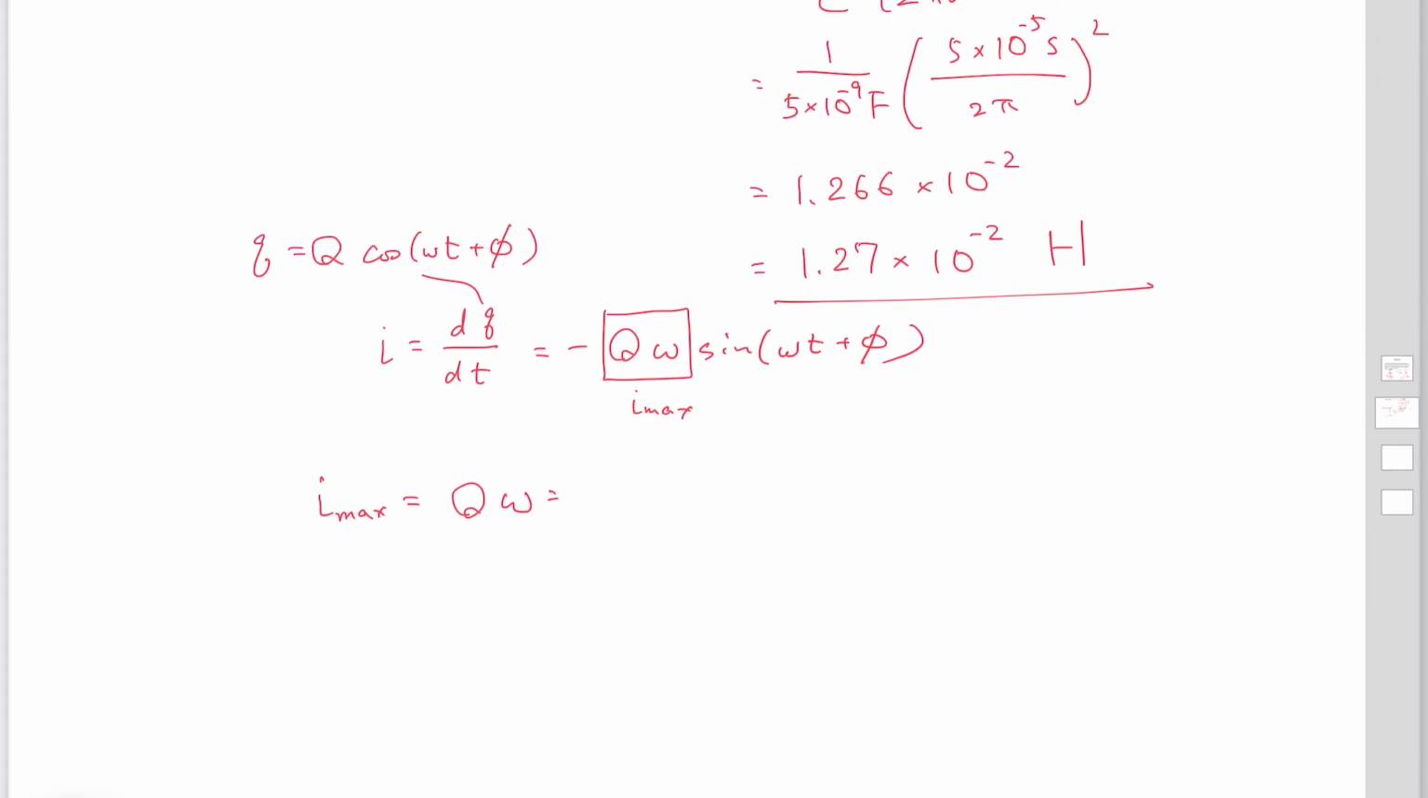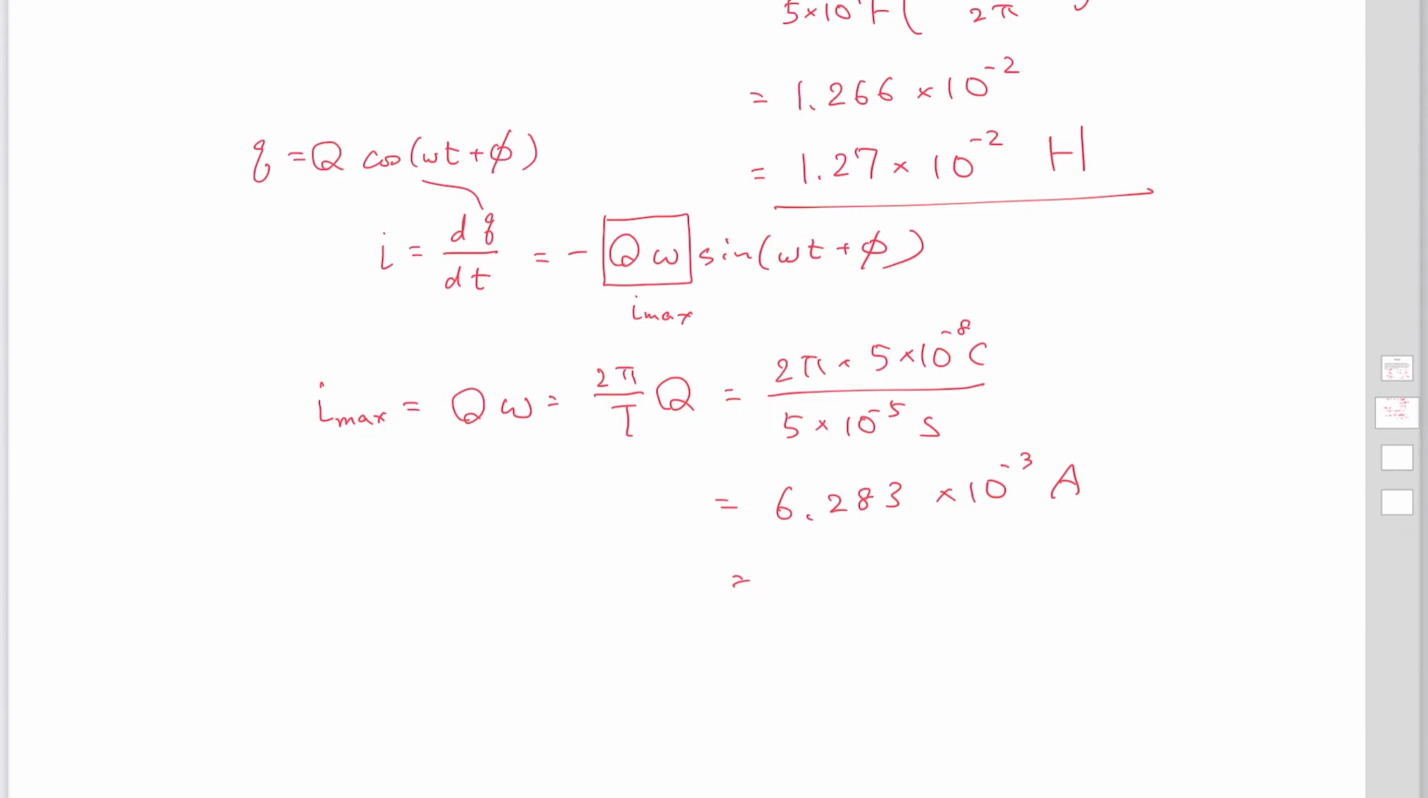Omega can be calculated as 2 pi over T, times Q. So you can substitute all the numbers: 2 pi times 5 times 10 to minus 8 coulombs over 5 times 10 to minus 5 seconds. So it becomes 6.283 times 10 to minus 3 ampere. Expressing the answer with three significant figures: 6.28 times 10 to minus 3 ampere. Okay, this is the answer to this practice.